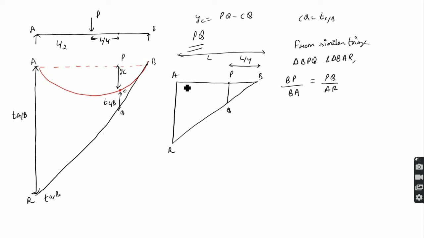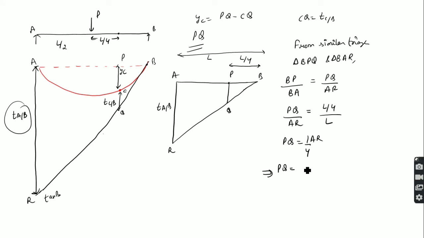So BP is L by 4 and this is L, right? So I can write PQ equal to 1 by 4th of AR. And what is this AR? See here, this AR is TAB. So we can conclude that PQ is equal to 1/4 of TAB.